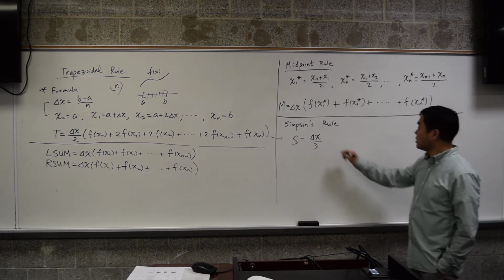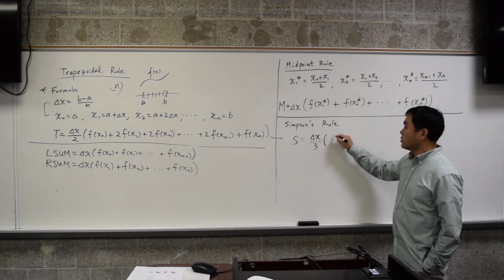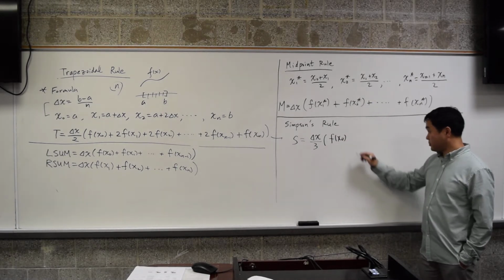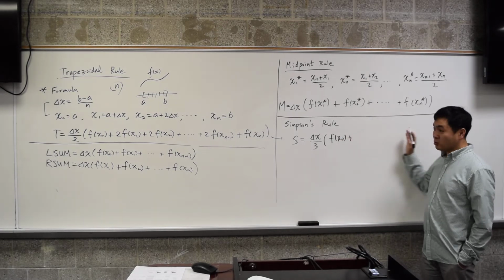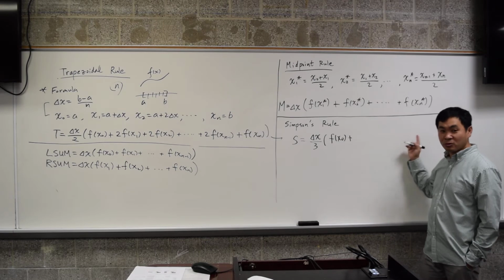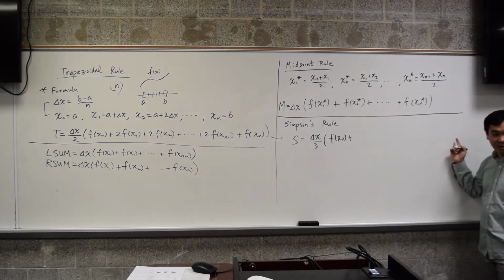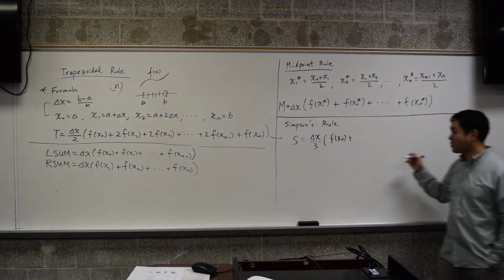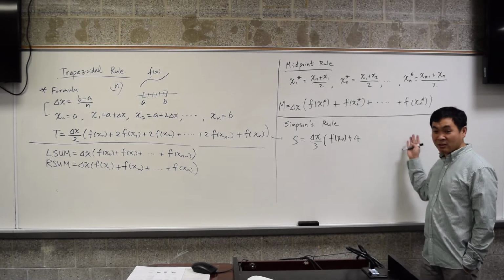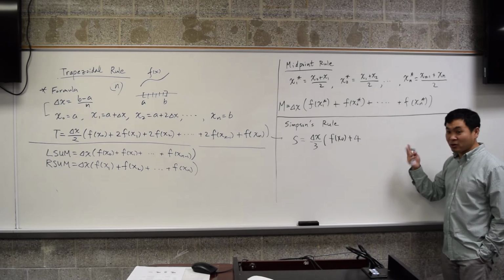And then, rather than having just 1, 2, 2, 2, 2, and then 1, it uses 1, 4, 2, 4, 2, 4, 2, 4, it alternates, and then comes back to 1. Okay, so the first one is 1, and after that, it alternates between the two values, 4 and 2 and 4 and 2.